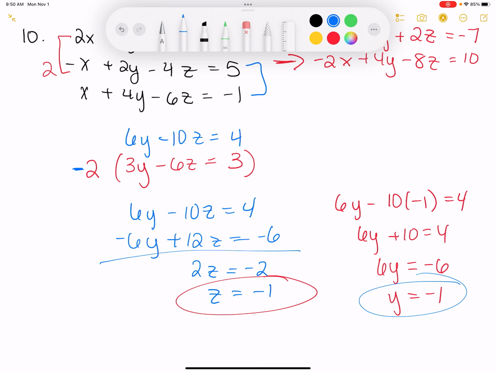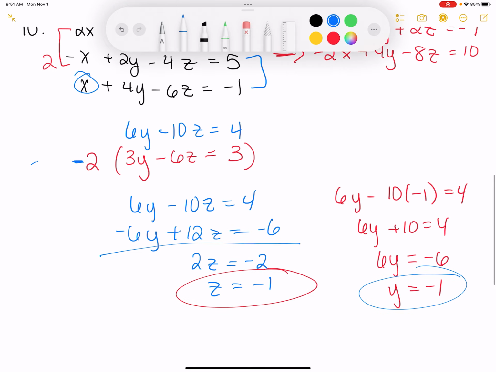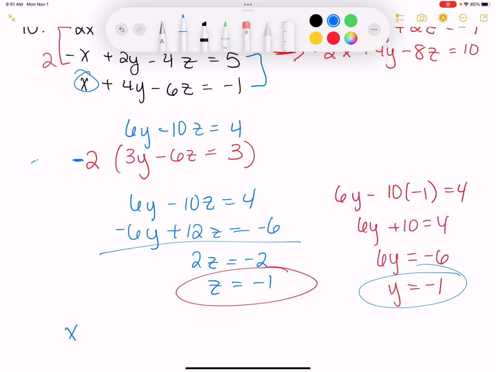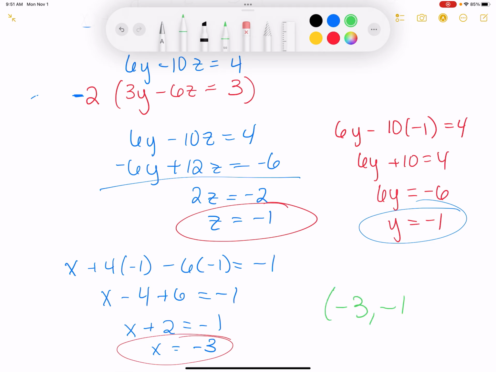Yep. So now you go back up here. I would get the one that's completely by itself, so I'm going to use this one. So x plus 4 times negative 1 minus 6 times negative 1 equals negative 1. So x minus 4 plus 6 is equal to negative 1. x plus 2 equals negative 1. x equals negative 3. So then my ordered triple is negative 3, negative 1, negative 1.